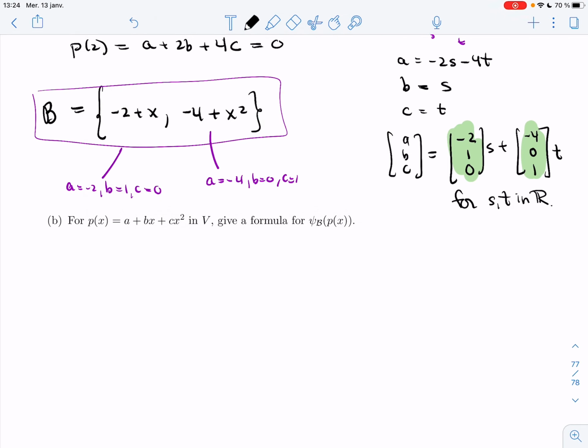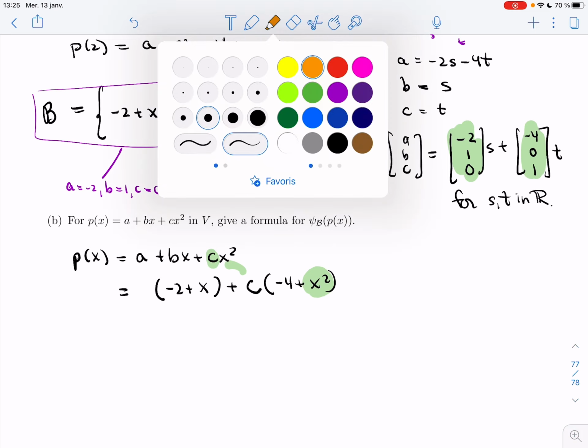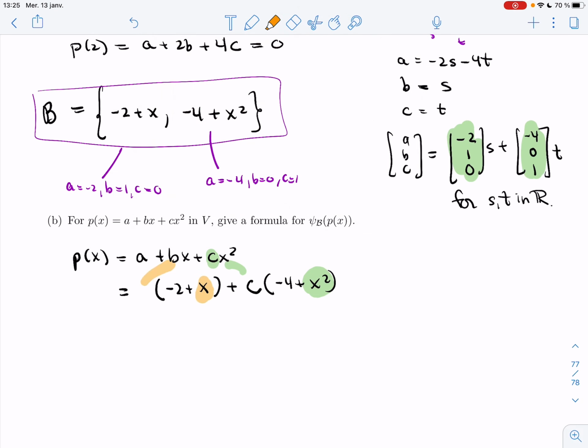So I'm going to rewrite P of x, which is a plus bx plus cx squared. I want to write it as something times minus 2 plus x, and something times minus 4 plus x squared. But notice that this is the only x squared in any of the terms, and so c is going to have to be the coefficient here, and then this one is the only x, and so b is going to have to be the coefficient here.